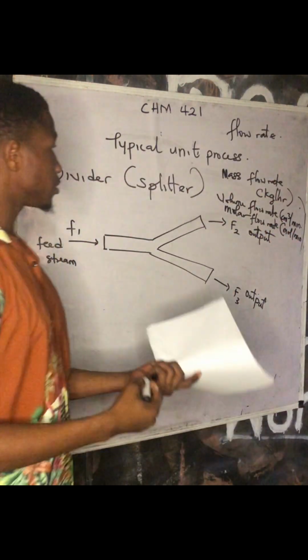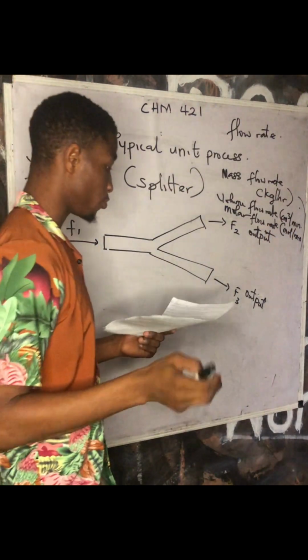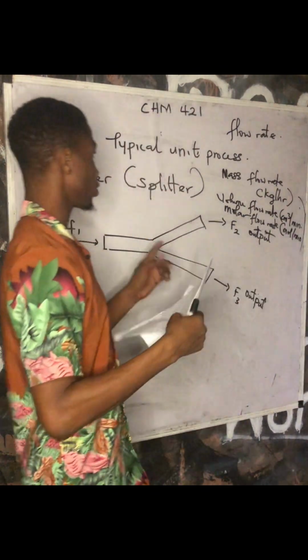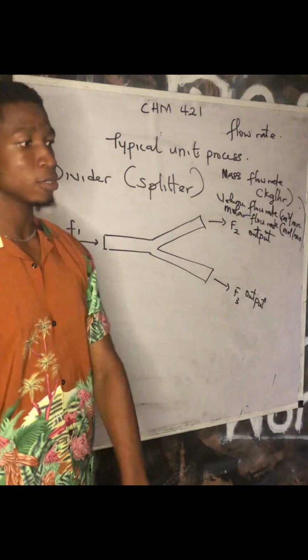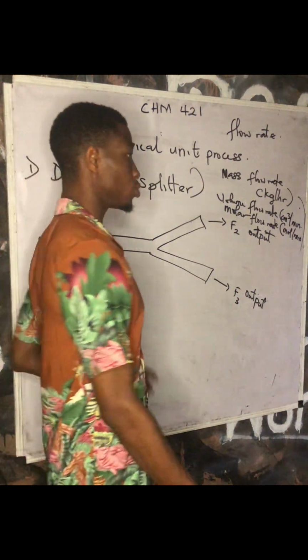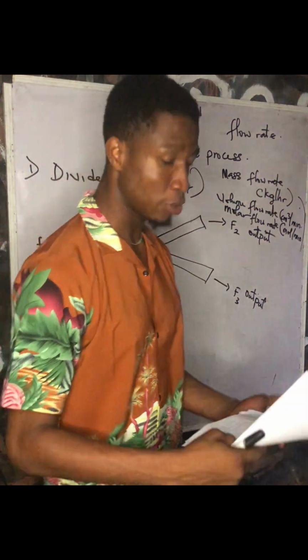So that's basically it. I'm sorry I didn't make mention of flow rate before. It skipped my mind, but thank God I brought it in now. So flow rate is the rate at which materials are flowing through the streams. That's just a short way of saying it.